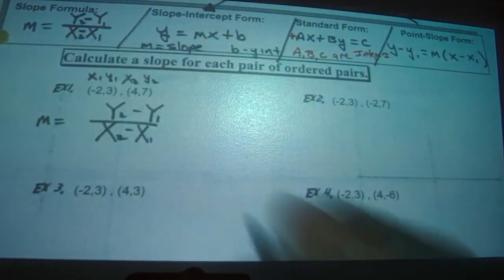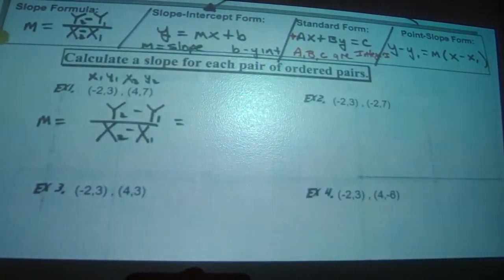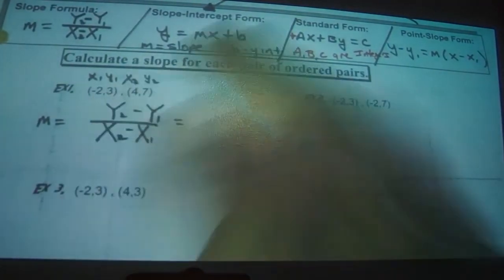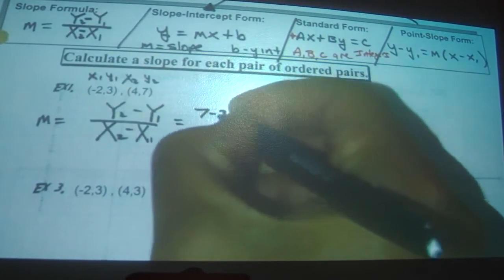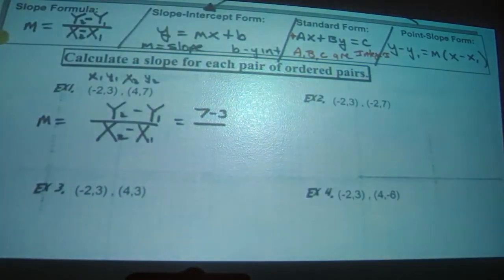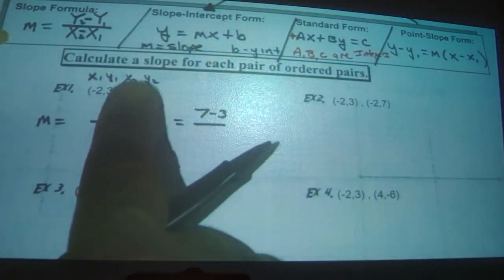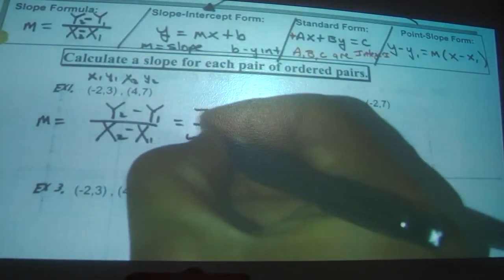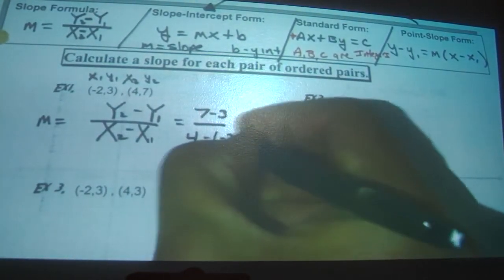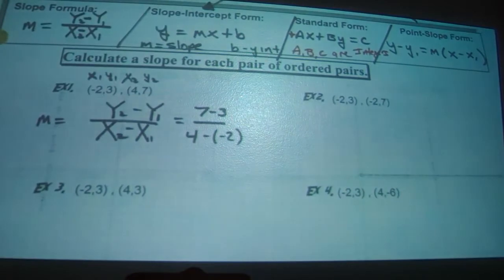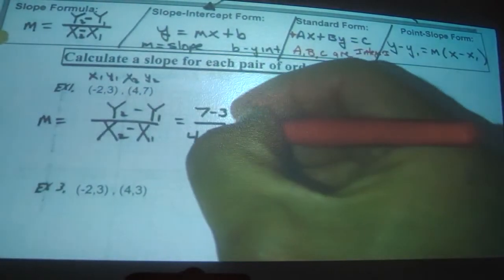Then I throw those in. So I've got 7 minus 3. And on the bottom, I've got x2 minus x1. I have 4 minus a -2. And anytime I subtract a negative, we all know that's a positive thing, right?